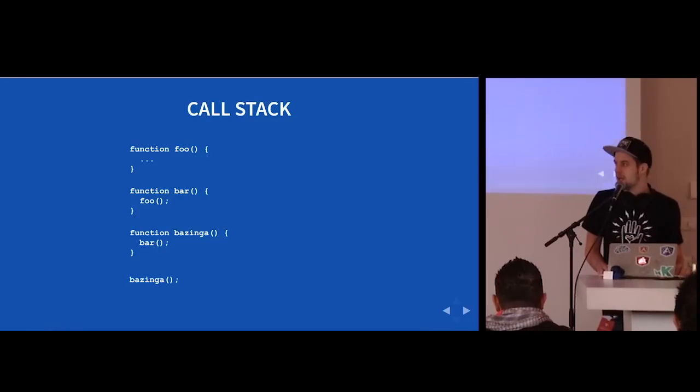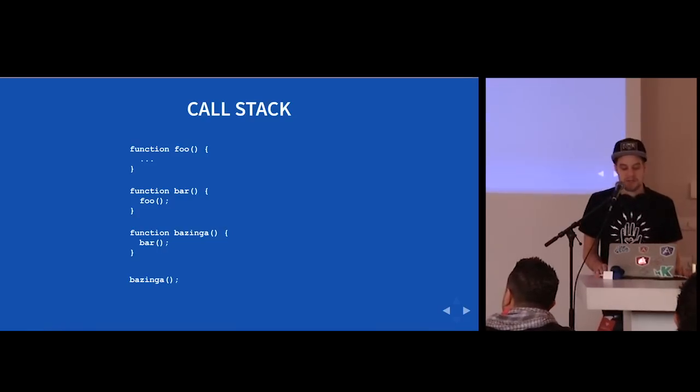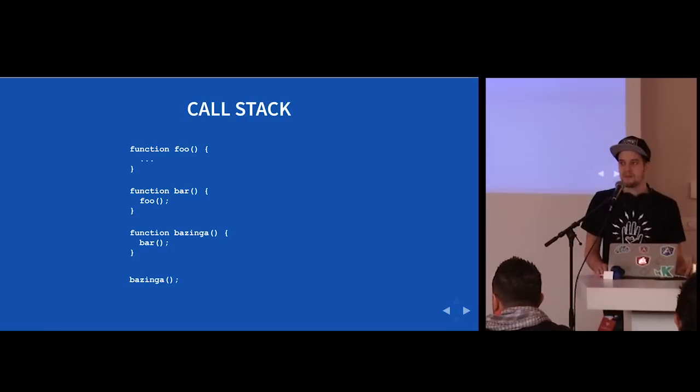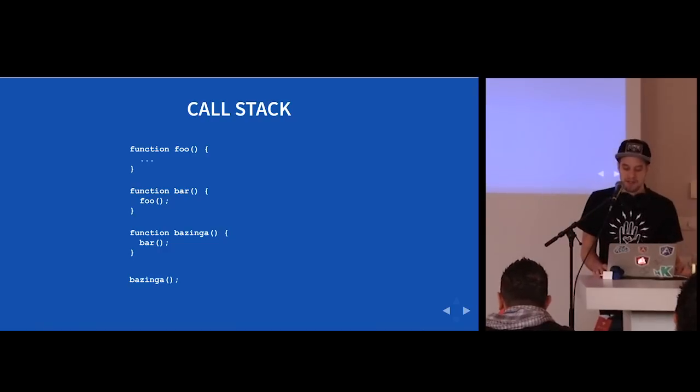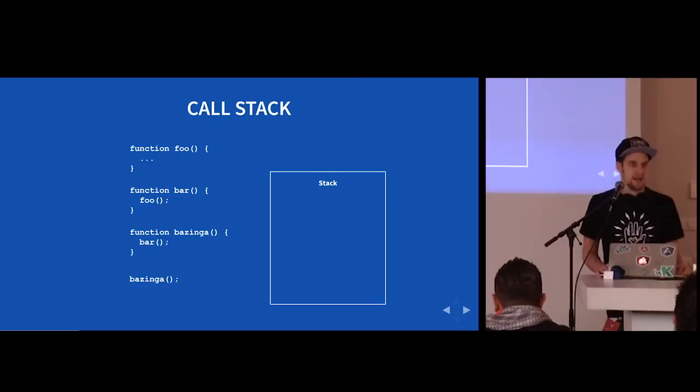So what we see here is a simple program. It doesn't do anything special. It's just 3 functions, foo, bar, and bazinga. And when this code is being executed, we call bazinga, which then calls bar, and then foo, and so on. JavaScript is single-threaded, which means it can basically just do one thing at a time, so just one code snippet at a time. And that's why we have a single call stack.